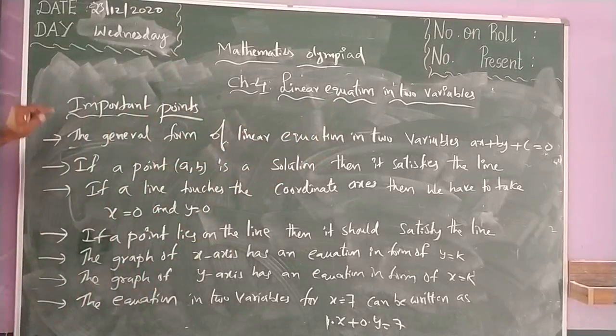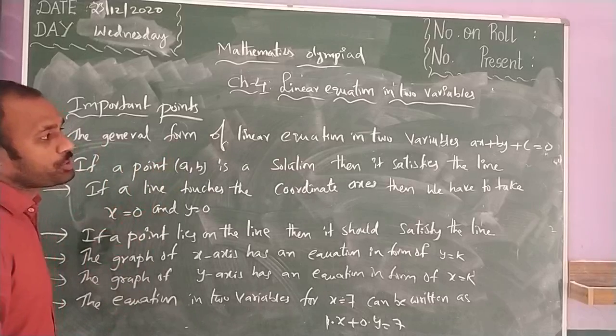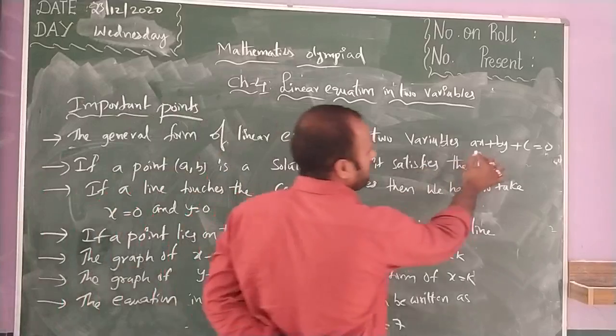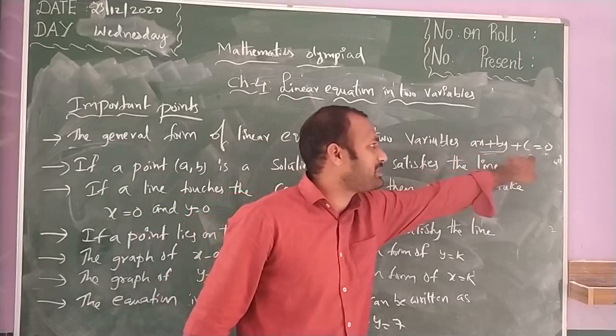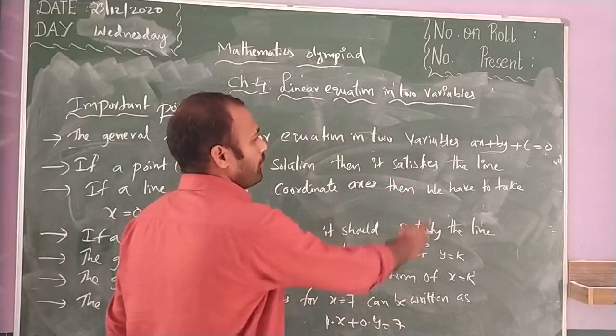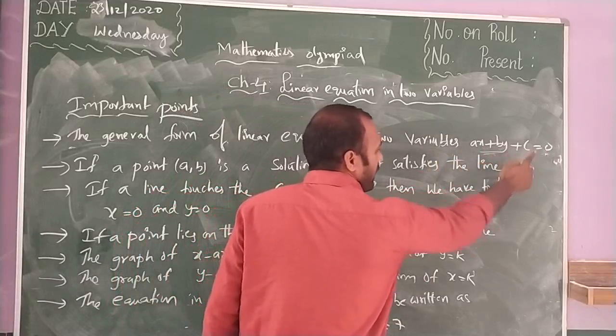So in this, the important points are: the first one, the general form of a linear equation in two variables. Any linear equation in two variables will be in the form ax + by + c = 0, where a is the coefficient of x, b is the coefficient of y, and c is the constant.